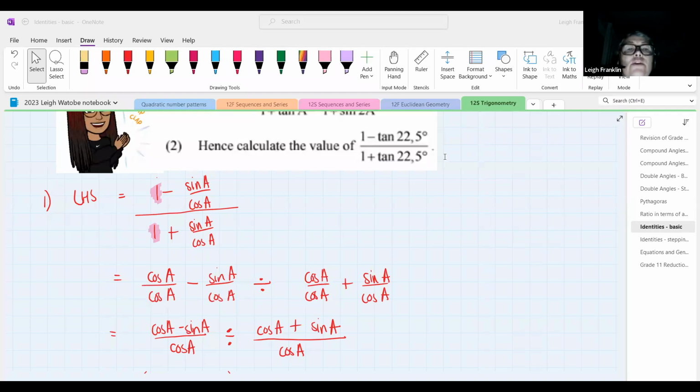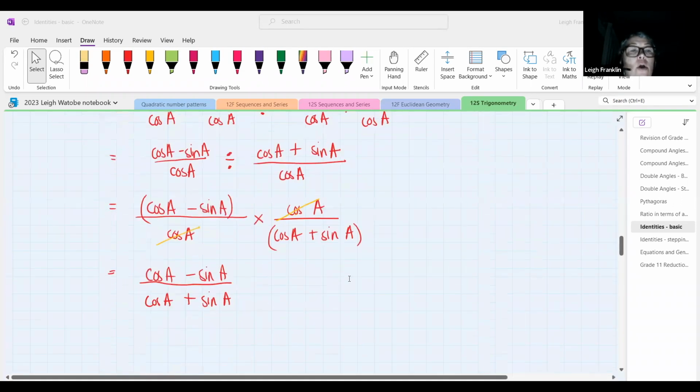So when we are dividing, we're going to keep the first fraction the same, and then the fraction that follows the change of the sign from divide to times, that's the fraction that we do the reciprocal of. So what was in the numerator goes into the denominator, and what was in the denominator goes into the numerator.